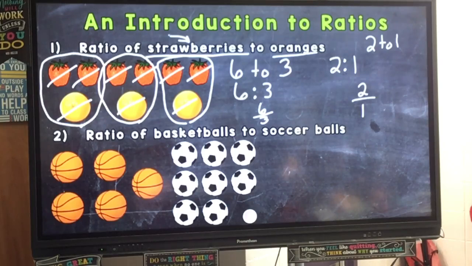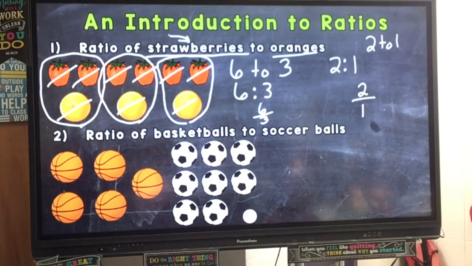So again, we can use the word to, a colon, or a fraction. Whatever comes first in your ratio, strawberries to oranges up here in the original problem, needs to come first in your ratios when you write out the answer. Now, there could be a problem that's a ratio of oranges to strawberries. In that case, you need to put the oranges first and the strawberries second.